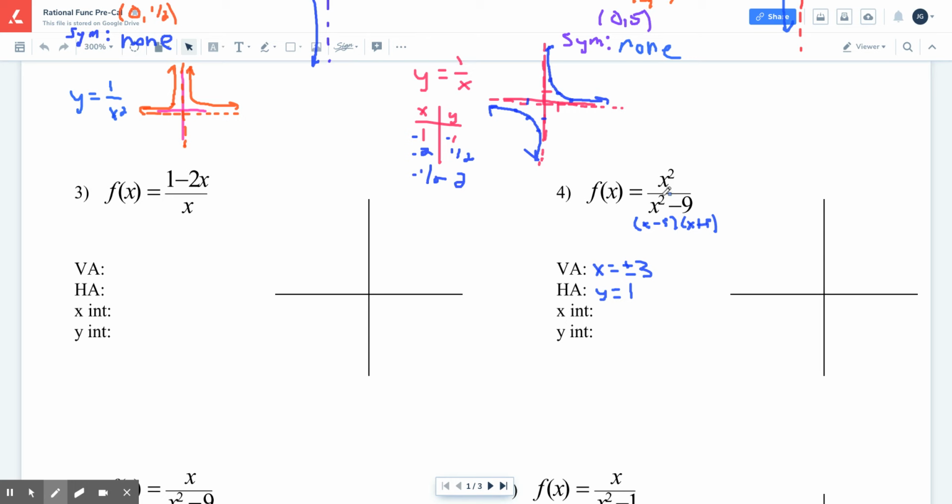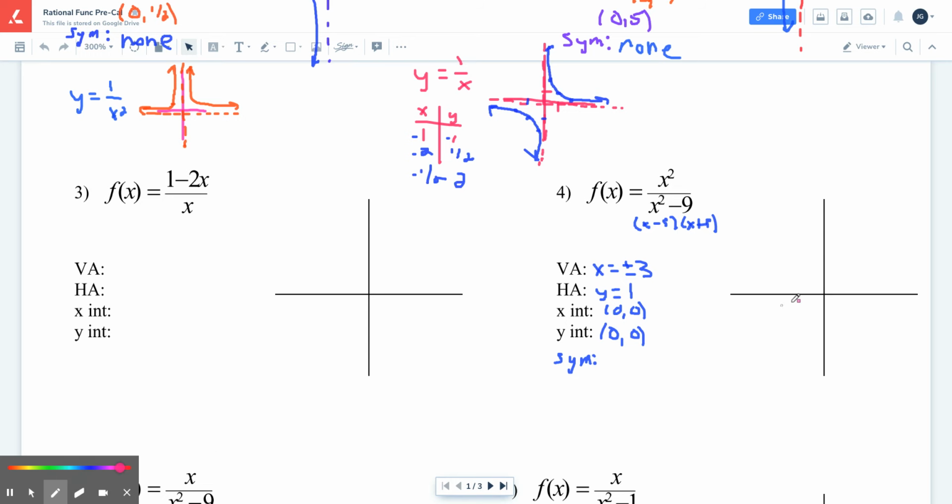X-intercept, set the top equal to 0. Well, x squared equals 0 is 0. So (0, 0). Y-intercept, plug in 0 for x, top and bottom. You get 0 over -9, which is 0. Now, if the x-intercept is (0, 0), the y-intercept will always be (0, 0). All right? We'll find symmetry in a second.